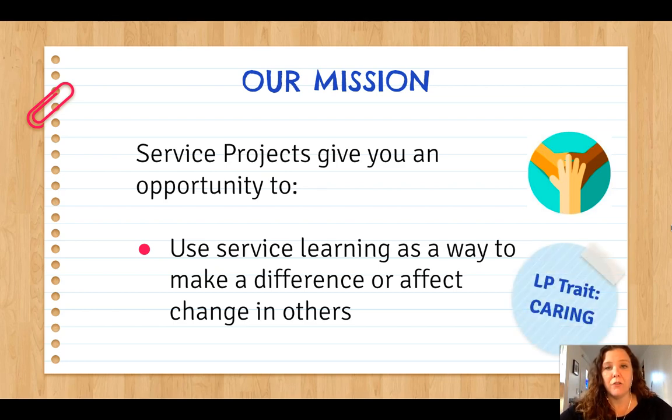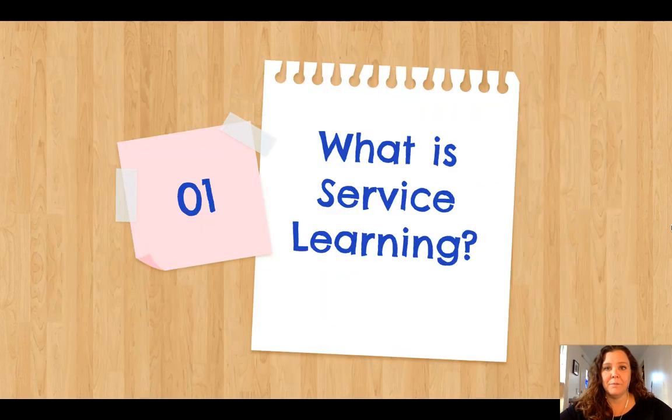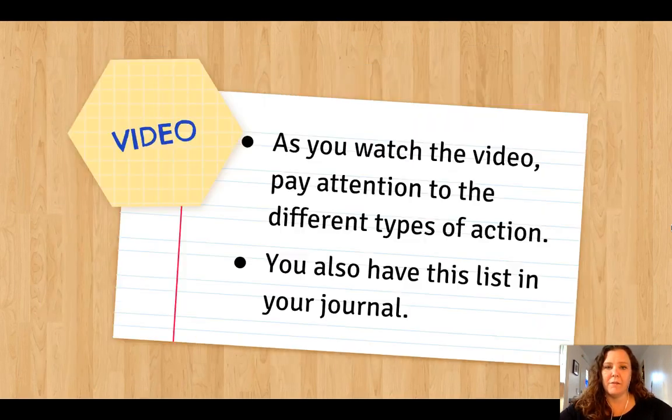In each lesson, we are also going to highlight a learner profile trait. So the learner profile is a list of 10 attributes of things that we want to try to be so we can be independent learners. Today's trait is caring. So what is service learning? We're going to watch a video. And as you watch the video, you're going to pay attention to the different types of action. There's going to be 4 of them. You also have this list in your journal. So as you're watching the video, or maybe after you watch the video, you're going to take some notes in your journal about the different types of action.